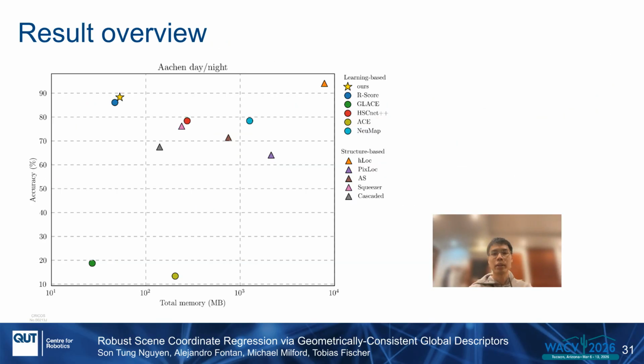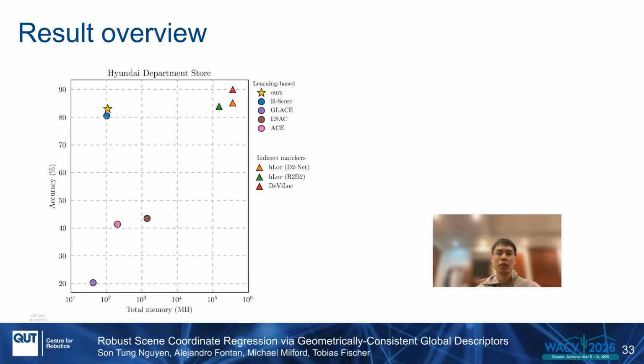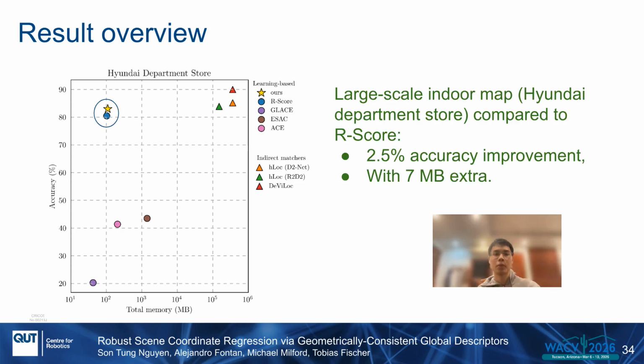Here we show our quantitative results on the Aachen Day-and-Night dataset. On the y-axis, we plot the average accuracies and the memory consumption in log scale on the x-axis. Ideally, we want to be in the top left corner of this plot. In this dataset, we outperform the baseline by 2.2% with only 6 megabytes extra. We also evaluate our method on an indoor map. Here we show the same plot with accuracy and memory consumption. We again outperform the baseline by 2.5% with 7 megabytes extra.